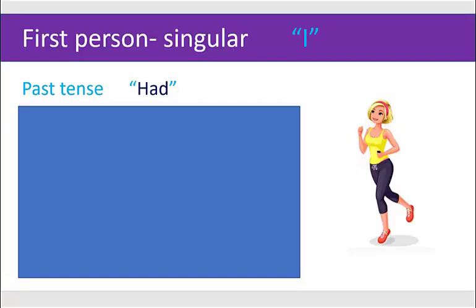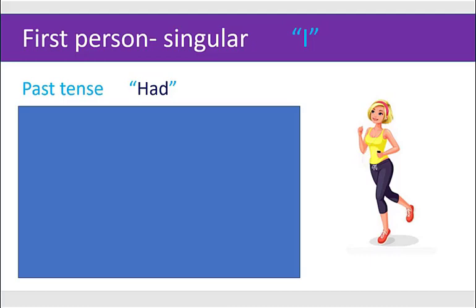Okay, we're now going to move on to the past tense. We're changing from the present to the past. We're going to look again at the first person singular, which is I. So when we join I to the past tense of have, we actually get I had.